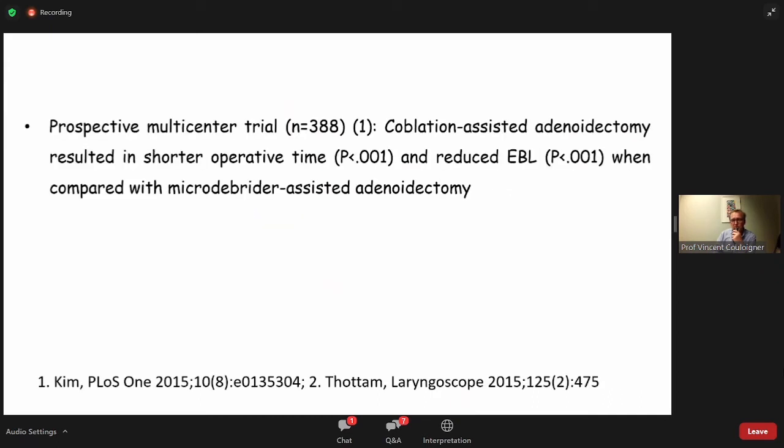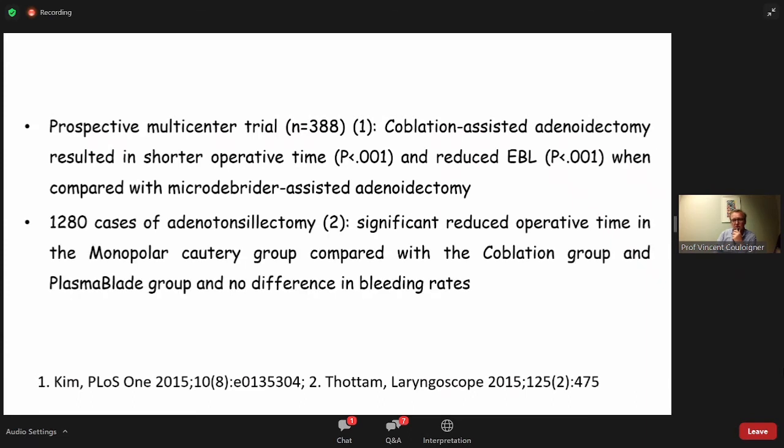So again, regarding adenoidectomy with coblation, there was a prospective multicenter trial published in 2015, and the coblation assisted adenoidectomy resulted in shorter operative time and reduced blood loss when compared with microdebrider assisted adenoidectomy. And in another publication of 2015, there were 1,280 cases of adenotonsillectomy with a significant reduced operating time with the monopolar cautery group, but no difference in bleeding rates, whatever the technique that was used.